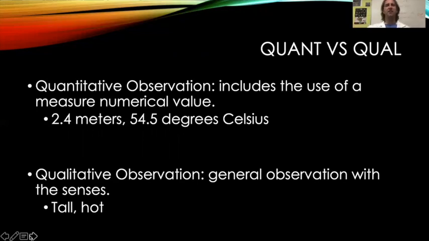We said that the oven is cooking at 54.5 degrees Celsius. Again, we have numbers. We use a thermometer. A tool has been used to actually gather that quantitative data. Qualitative observation is just a general observation, usually based upon our senses. If we said that the room is tall, I didn't measure anything. I just kind of said, well, it's a tall room. If the oven is hot, again, no measurement was done.